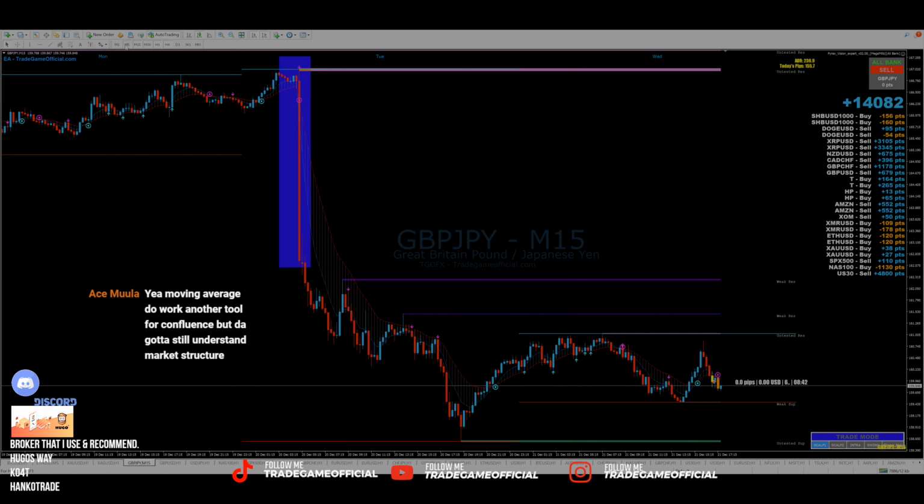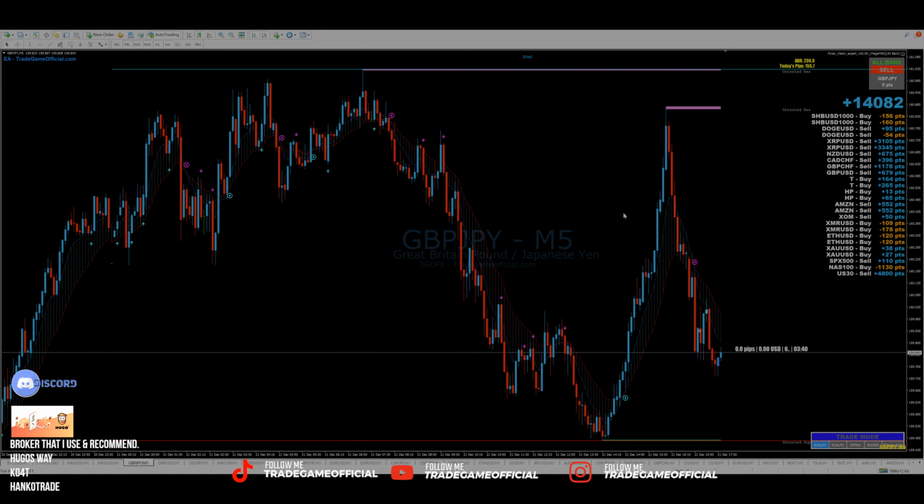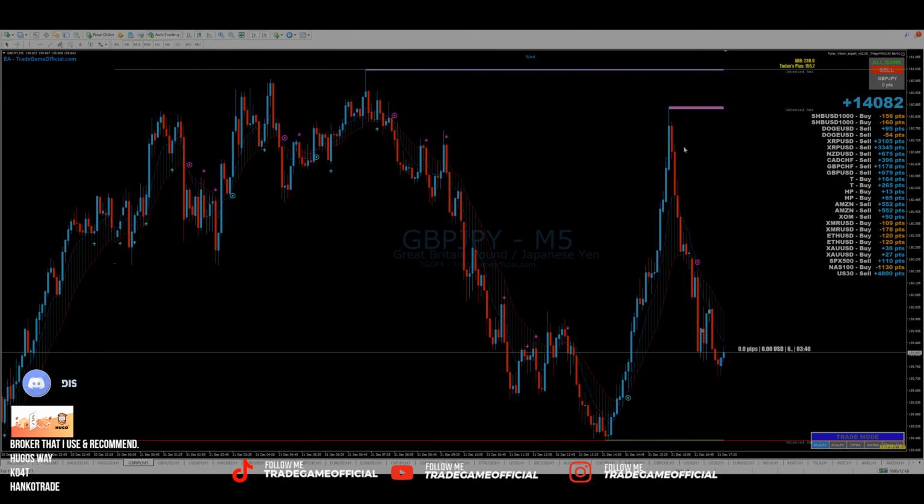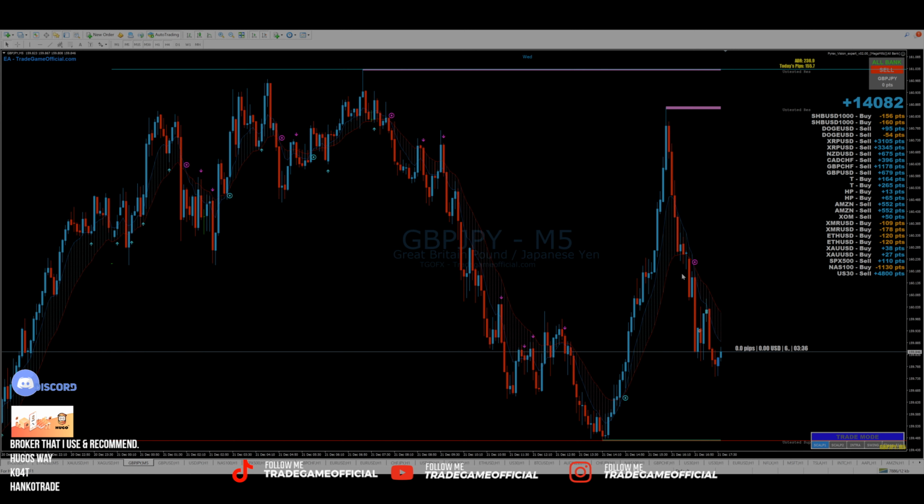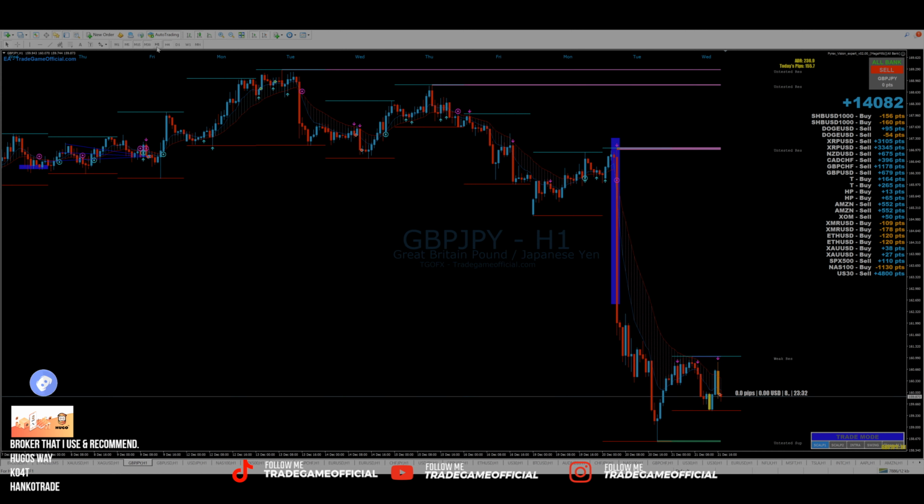Let's go to a lower time frame. I just want to peep what this candle was on. It's a nasty candle. This candle was on nonsense. You hear me? Y'all hear me? We have a bearish breakout to the downside on the pound yen 1-hour chart.